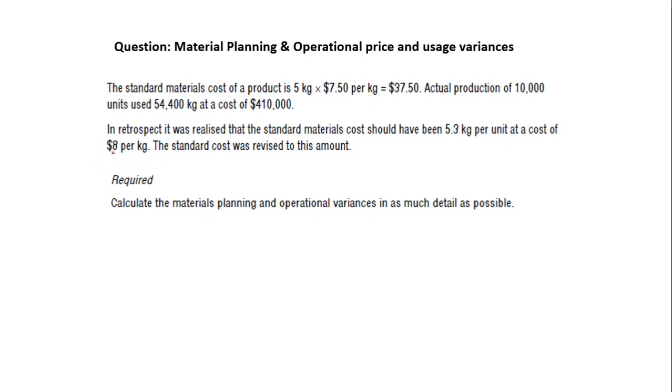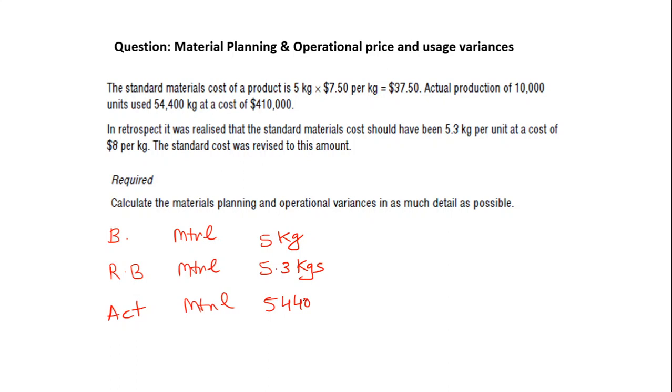So let's summarize the data that we have over here. Our budgeted data says that the material should be used how much? 5 kgs, whereas your revised budget says that the material should be 5.3 kgs. And then you have the actual data where the material used was 54,400 kgs total. Likewise, the cost should have been 7.5 per kg, whereas in retrospect, we said it should have been $8 per kg. And in reality, we paid how much?